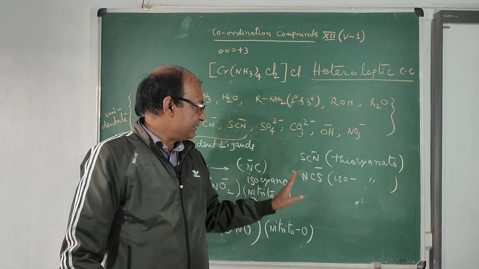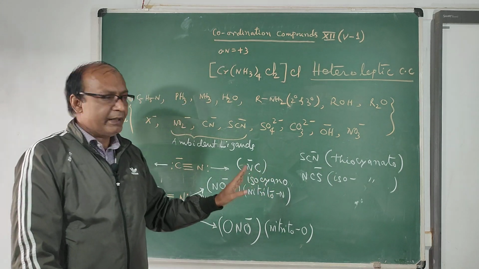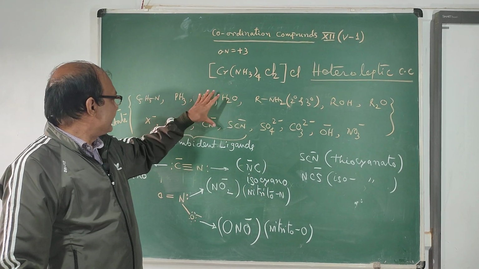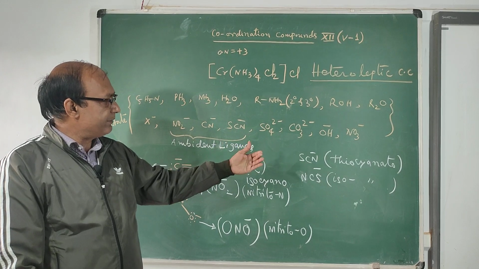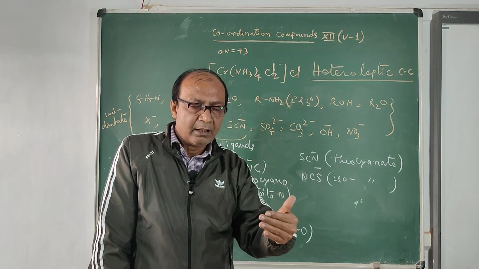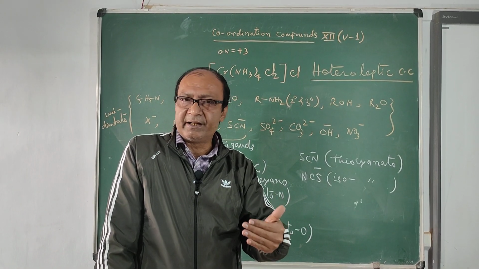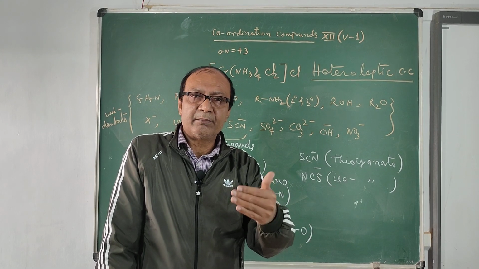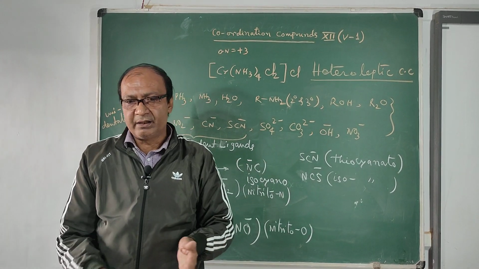This is our first video. You have seen the examples of unidentate ligands. In the next video, we shall talk about polydentate ligands: bidentate, tridentate, polydentate ligands, and some more types of ligands which are in your syllabus.